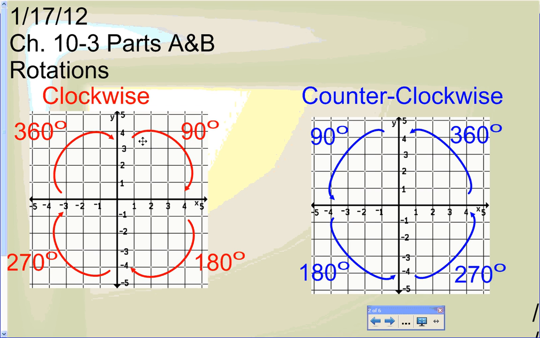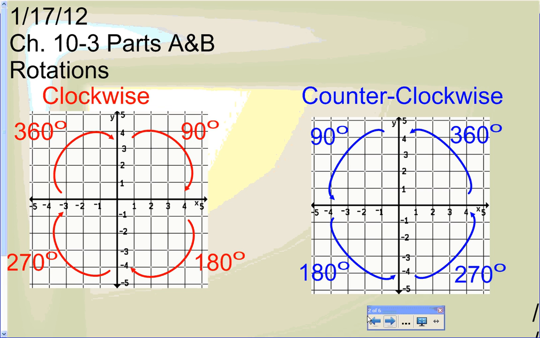So if you go from quadrant 1 to quadrant 4, that's 90 degrees. Quadrant 4 to quadrant 3 is 90 degrees. And quadrant 3 to quadrant 2 is another 90 degrees. And counterclockwise is the same thing, just in the opposite direction.